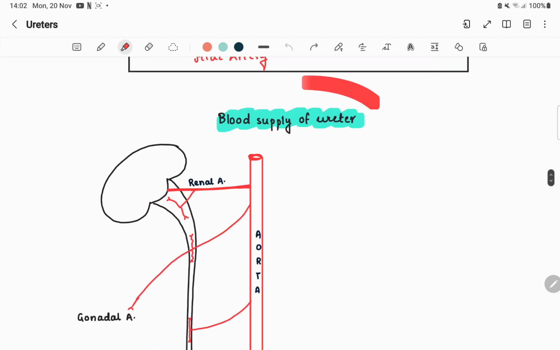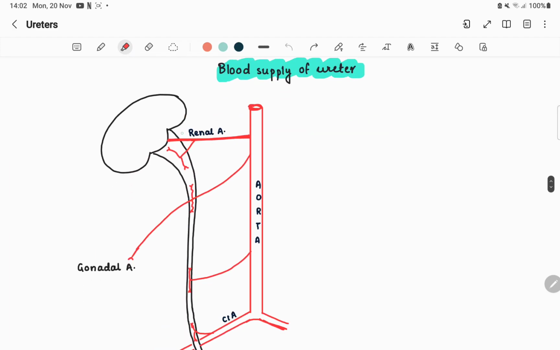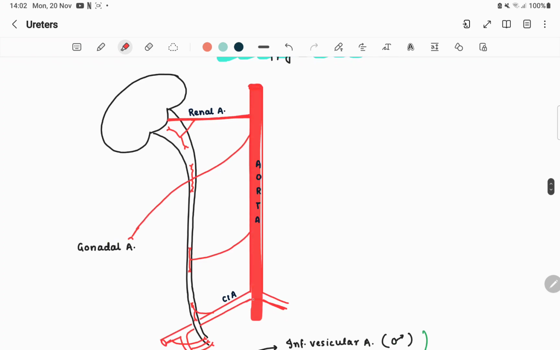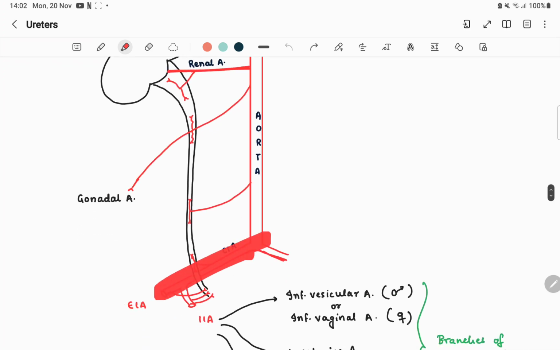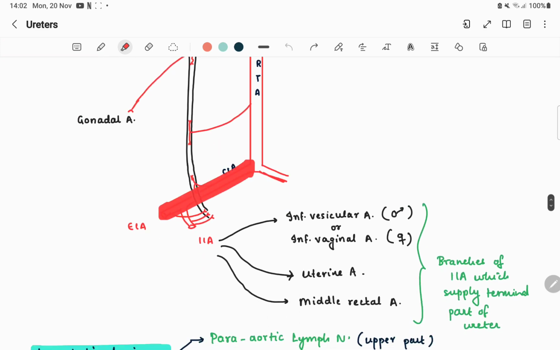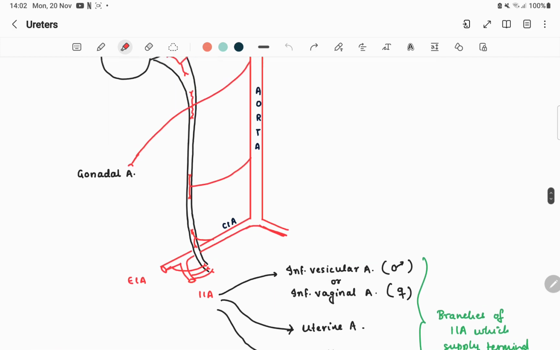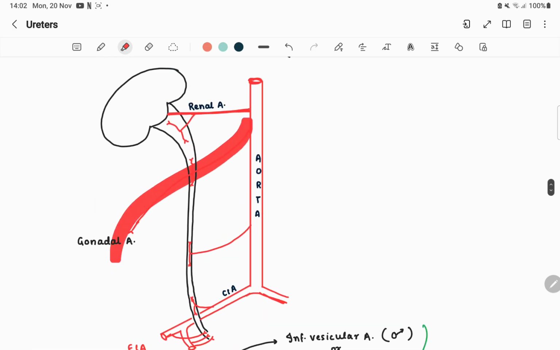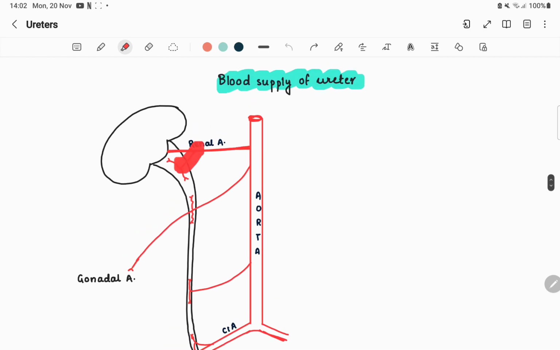Talking about the blood supply of the ureter: the renal artery, the aorta is there, then the common iliac artery and the internal iliac artery. This common iliac artery divides into external iliac and internal iliac. The external iliac artery and the internal iliac artery are also supplying the ureteric part. You have the gonadal artery too, which gives supply to the ureter, and the renal artery is supplying the pelvic part of the ureter.